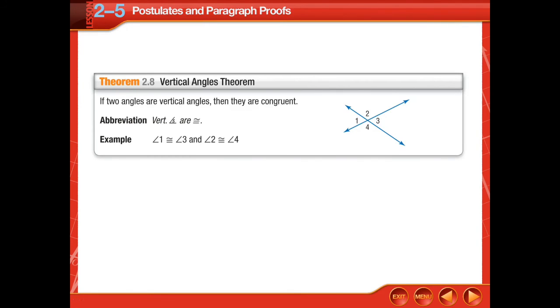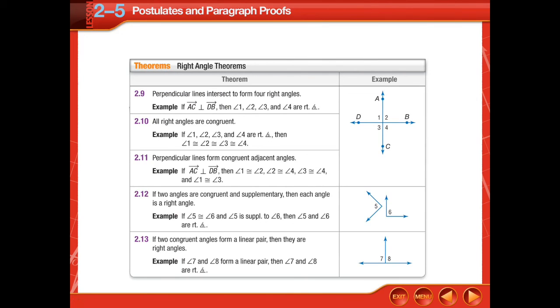We have already learned about the vertical angles theorem and know that vertical angles are congruent. Remember that matching arcs are congruent. Here are right angle theorems. So perpendicular lines intersect to form 4 right angles. We knew that perpendicular lines make right angles, but because they are vertical, if this one's 90, then this one's 90, then they're all 90. So if one angle is perpendicular, they are all perpendicular.